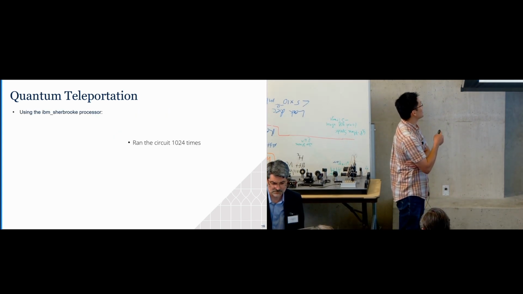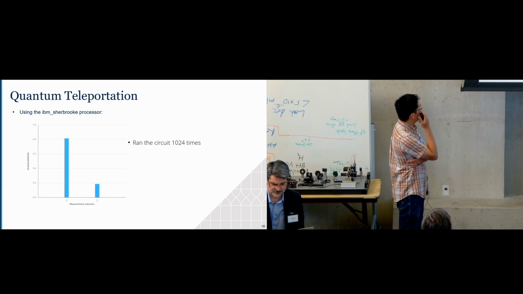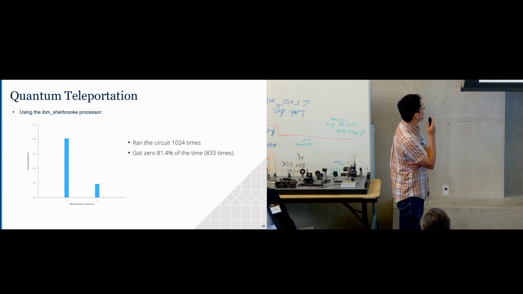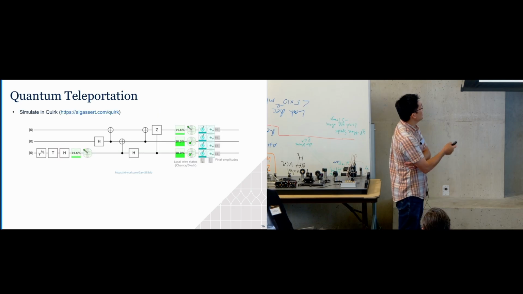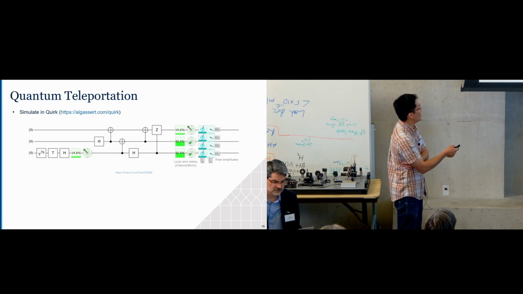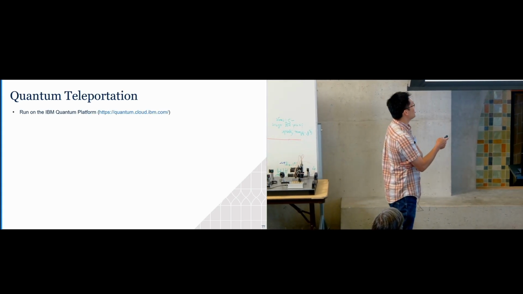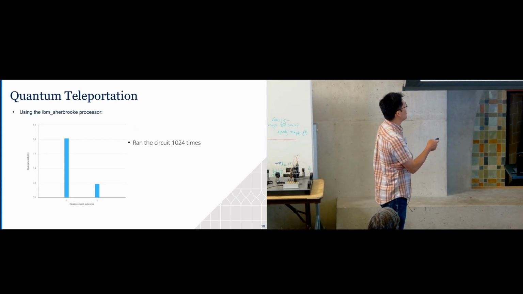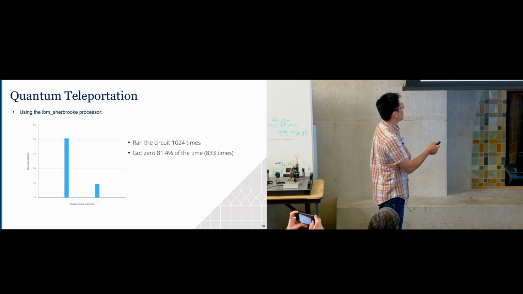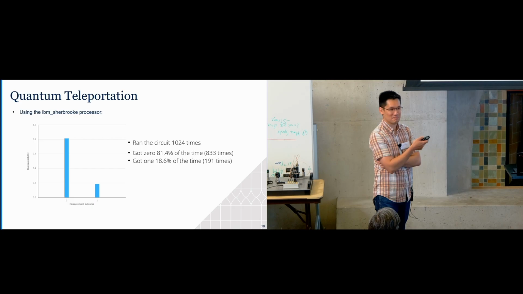But you can run it on an actual processor, and you can see on this particular processor, let me back up. This state that Bob should end up with should be 0, 14.6% of the time, and 1, the remaining 85.4% of the time. If you actually run this on one of IBM's quantum processors and you run it 1,024 times, you don't get quite that 85%, and you don't quite get that 14%. It's because the processor's not perfect. There's some noise and stuff in it.